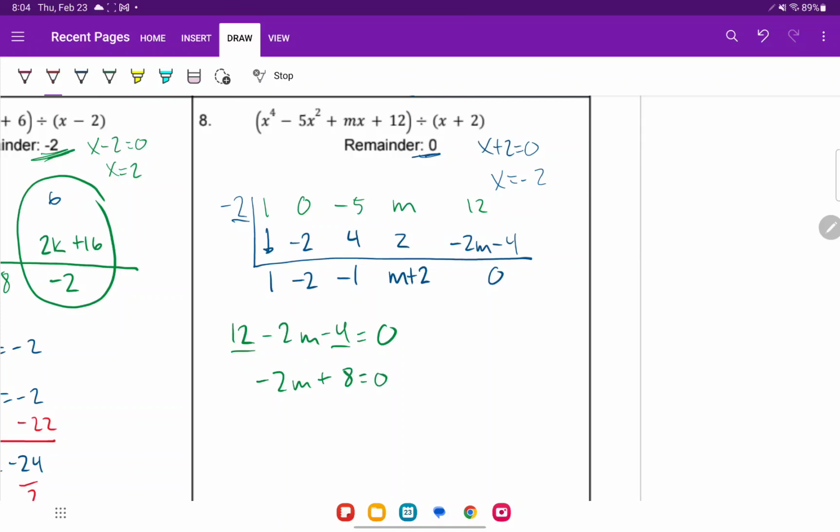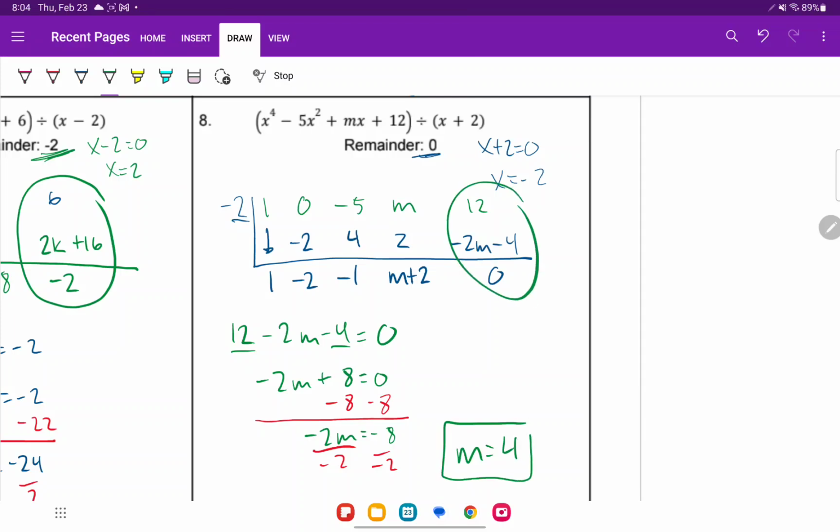We're going to go ahead and subtract the 8 to the other side. So -2m is equal to -8. And last, we'll divide by -2. And we come up with m is equal to +4. All right, so that concludes the notes for today.